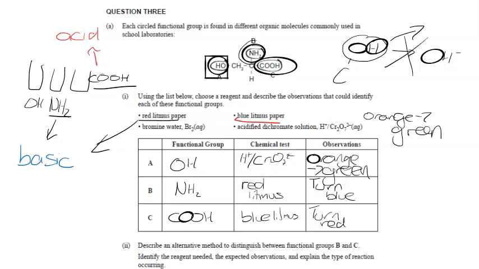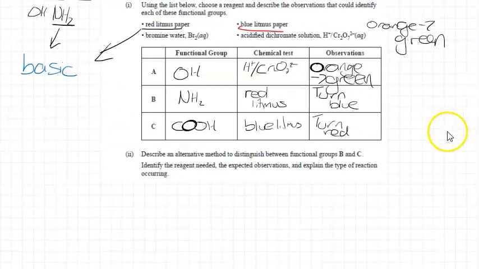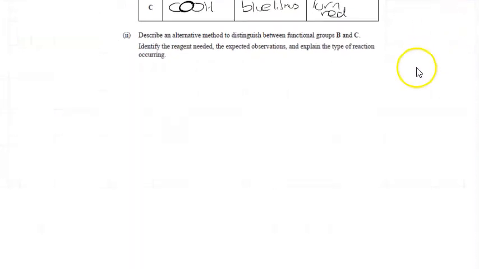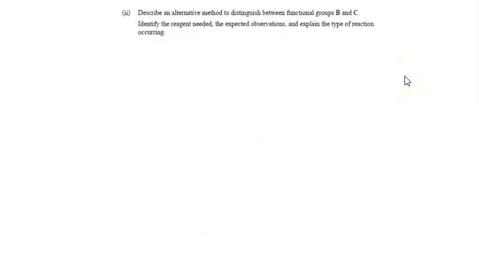Describe an alternative method to distinguish between functional groups B and C. Identify the reagent needed, the expected observations, and explain the type of reaction occurring. So B is the amine, so that's the base. C is the carboxylic acid, which is an acid. So we could just use any other identification test apart from litmus paper to be able to distinguish between these two.